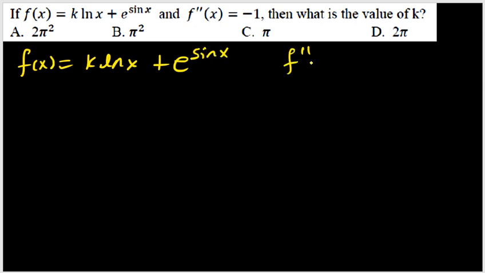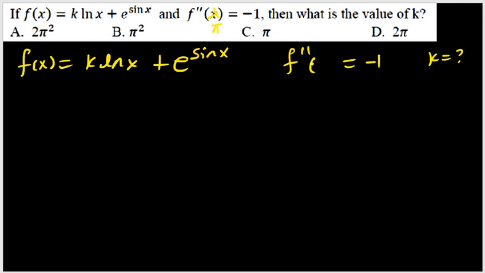The next question, we have a function f of x which is k times ln x plus e the power of sin x. Then we are given the second derivative of this function is equal to... we need to correct this question first of all. The given one was supposed to be f second derivative at pi, which is equal to -1, so we need to correct it. This must be pi.